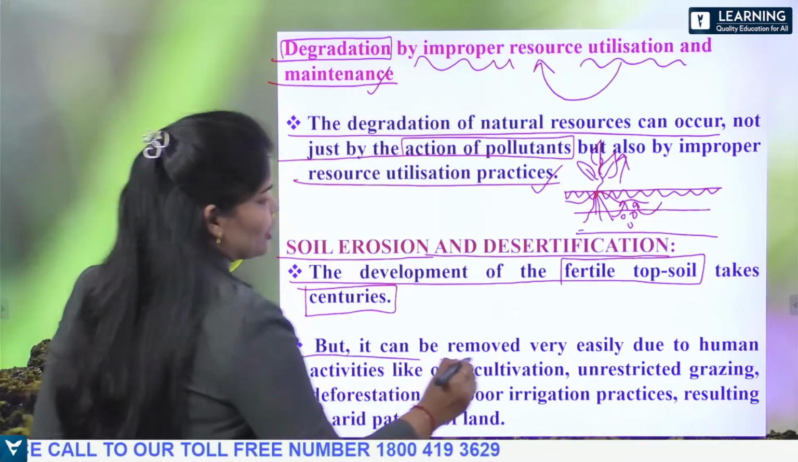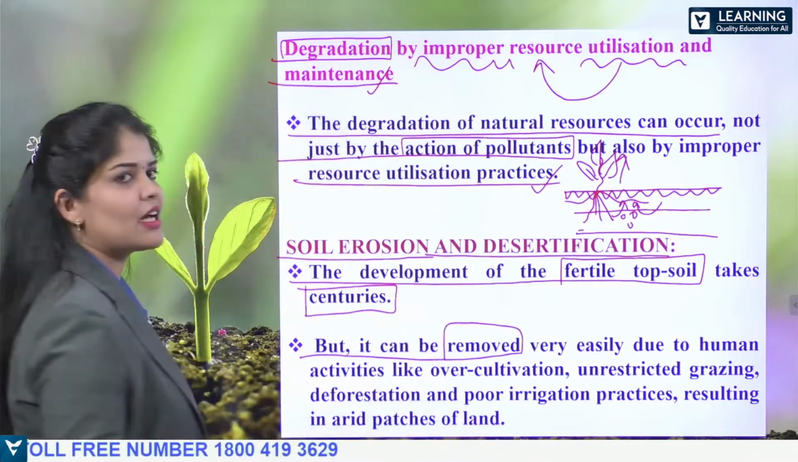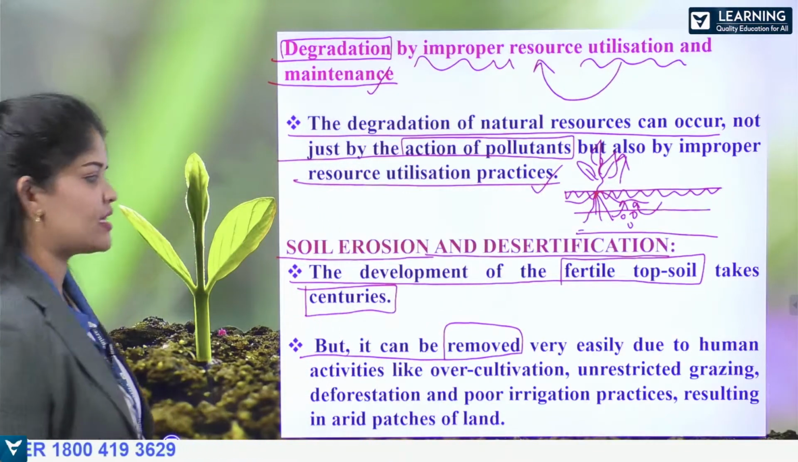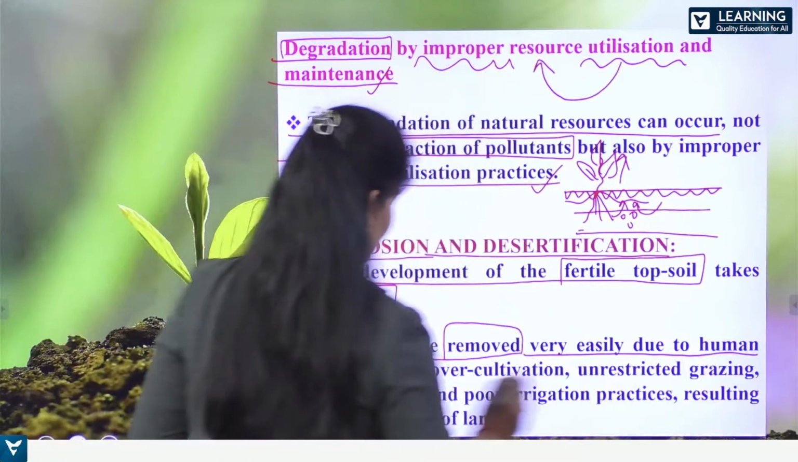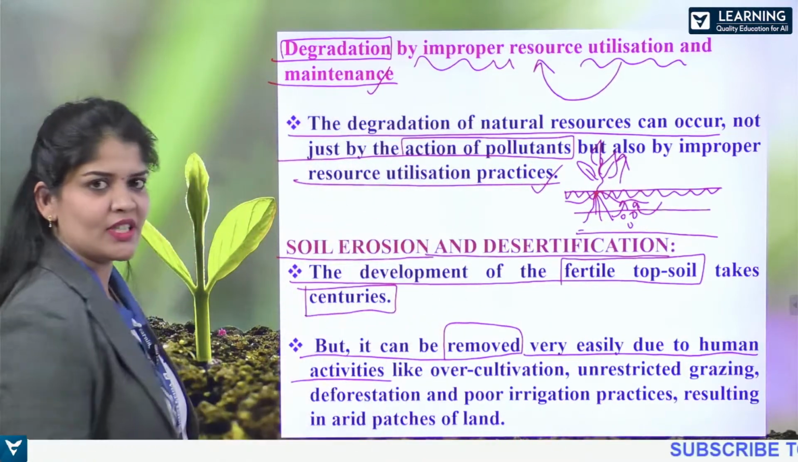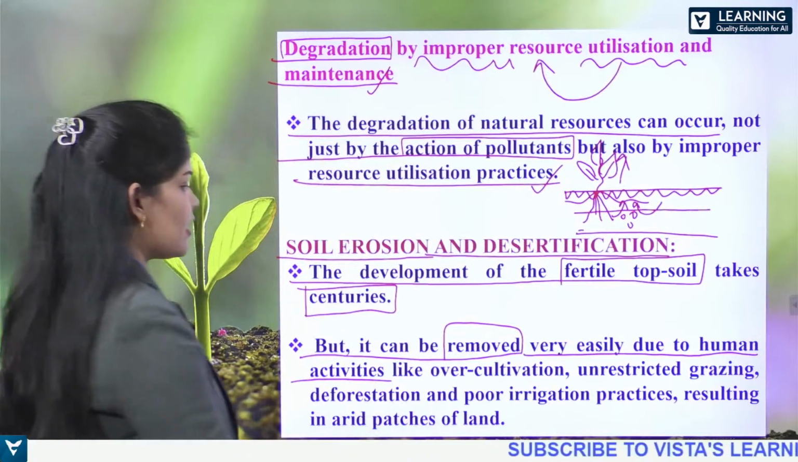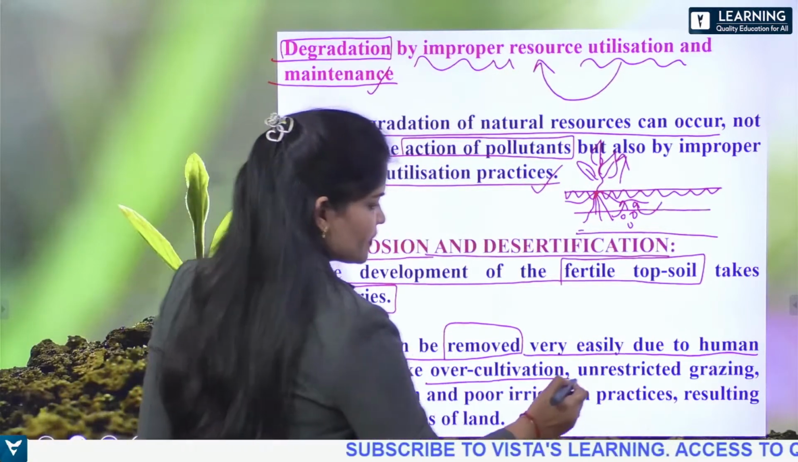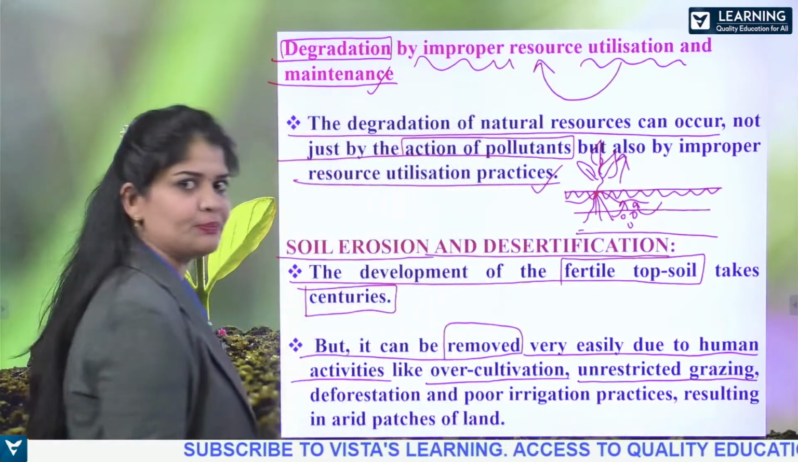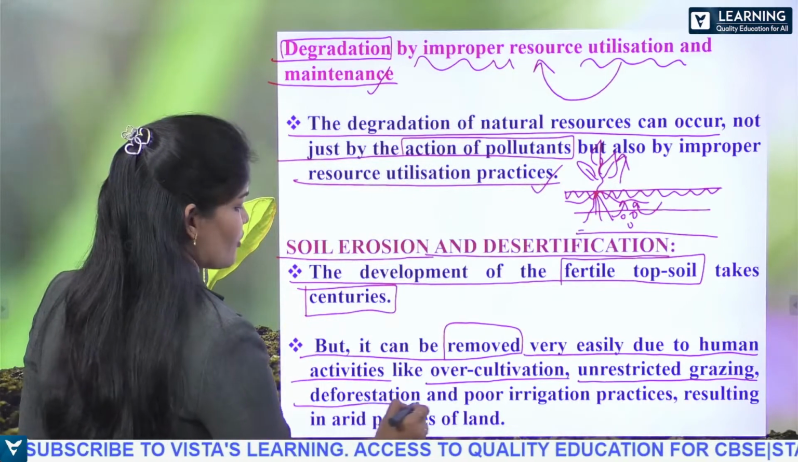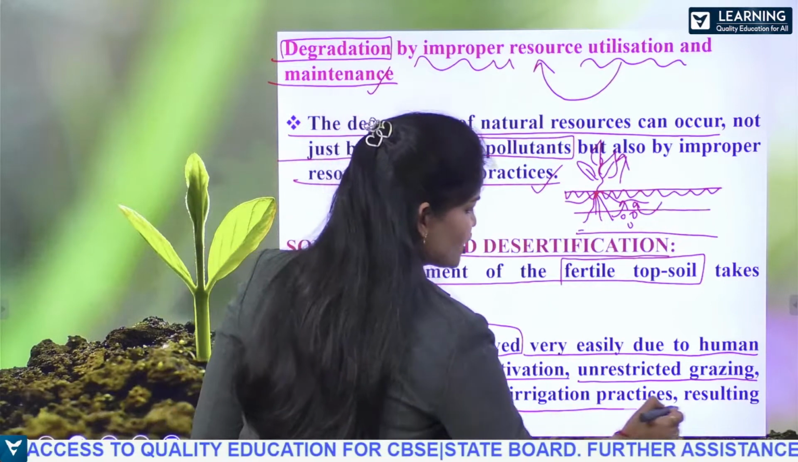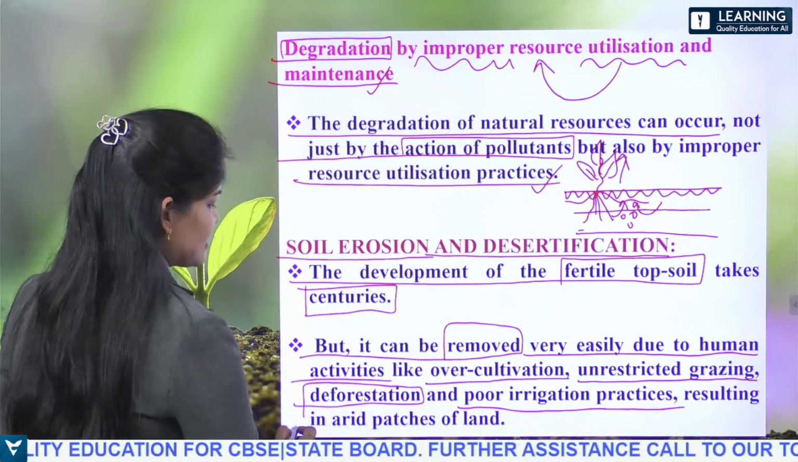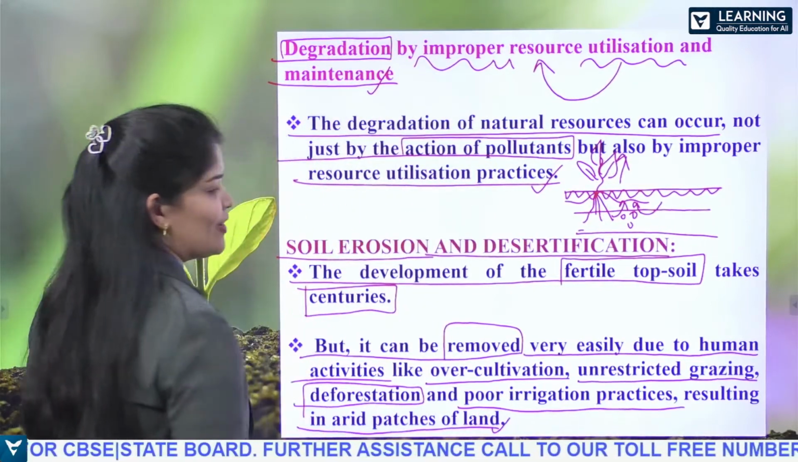But it can be removed. Formation really takes a long time, centuries together, but removing is very easy, because we are doing all these activities: human activities like over cultivation, unrestricted grazing, deforestation, cutting down of the trees, and poor irrigation practices result in arid patches of land.